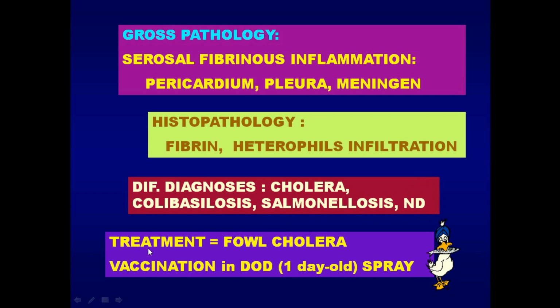The treatment for anatipestifer infection is similar to fowl cholera. You have to apply antibiotics, in particular sulfonamides, and in the case of a flock or farm that is already affected by this anatipestifer infection, we also have to apply vaccination in DOD. DOD means day-old ducks, 1-day-old ducks, by using spray vaccination.